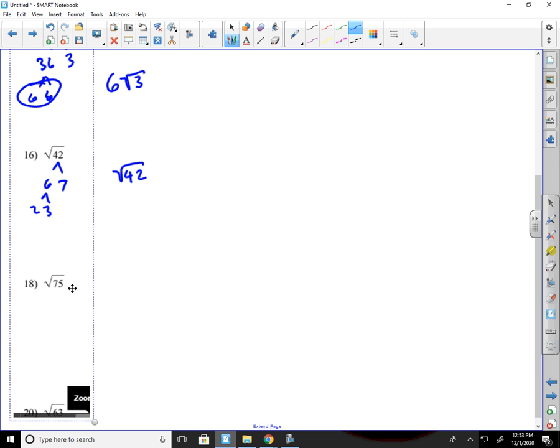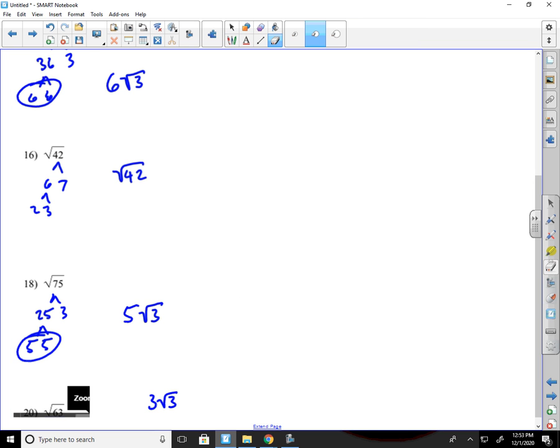Number 18 was square root of 75, just 25 and 3. Breaks down to 5 and 5, so 5 root 3. And the last one was the square root of 63, which breaks down to 9 and 7, so that would be 3 root 7. Any questions on that assignment? All right, we'll move on to the next one then.